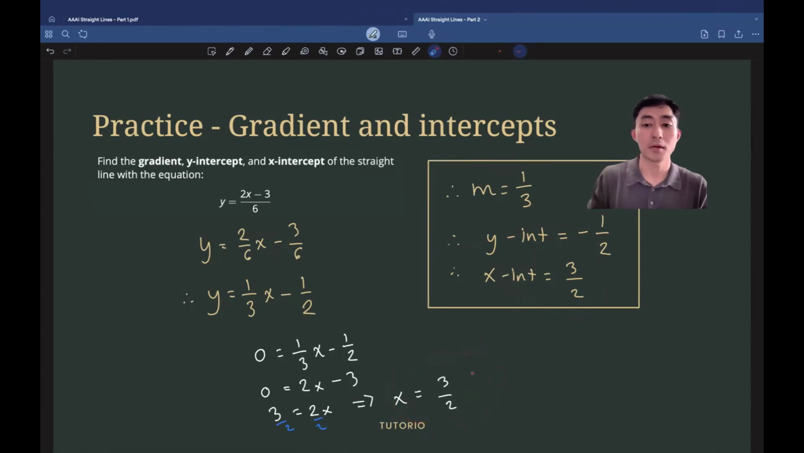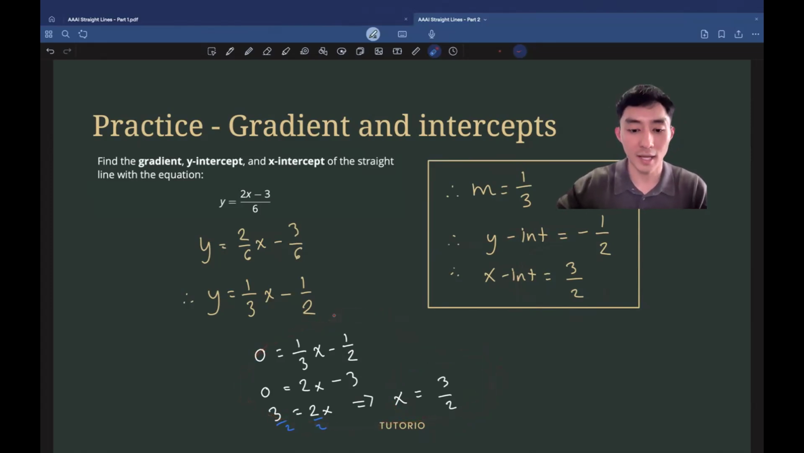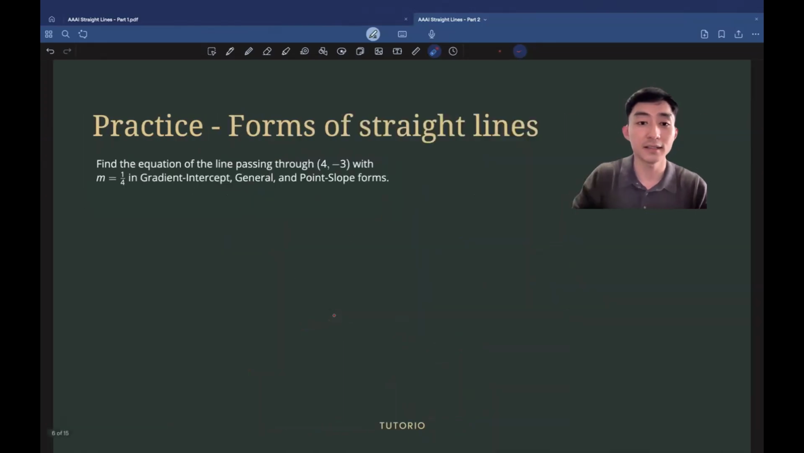Of course, the calculator skills need to be on for both AA and AI students, but then the AA student must also be able to understand how to solve it by hand. Okay, now we're going to the next slide.